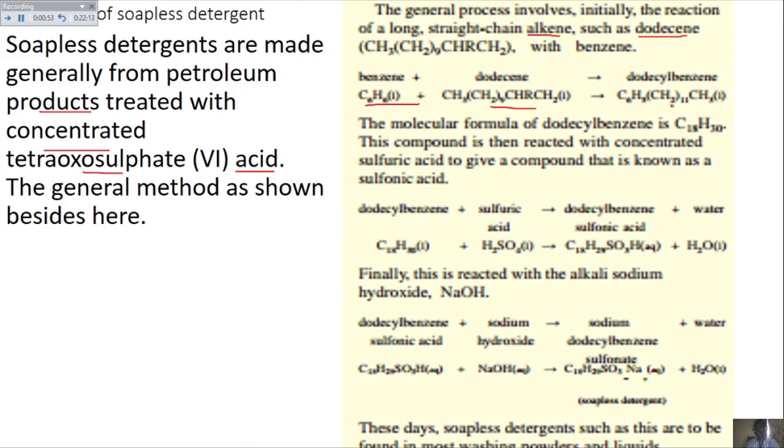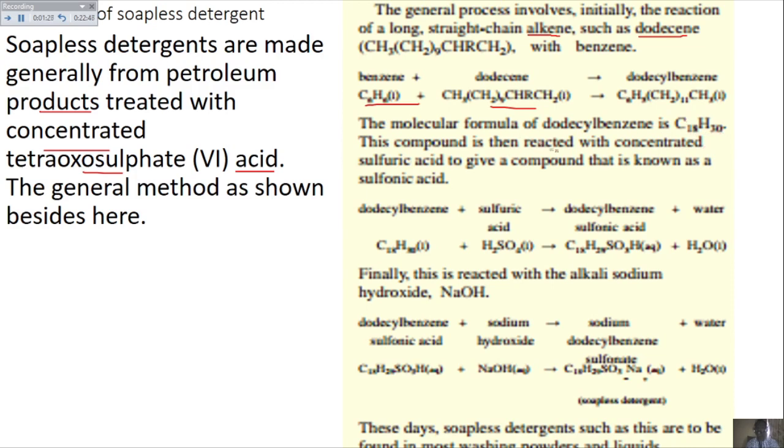C6H5, C12H25... How many carbons? 6 plus 12 gives you 18. Dodecyl benzene. The molecular formula of dodecyl benzene is C18H30.